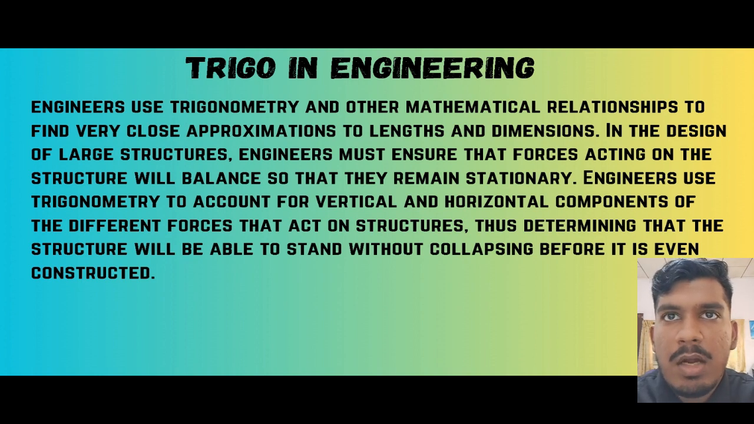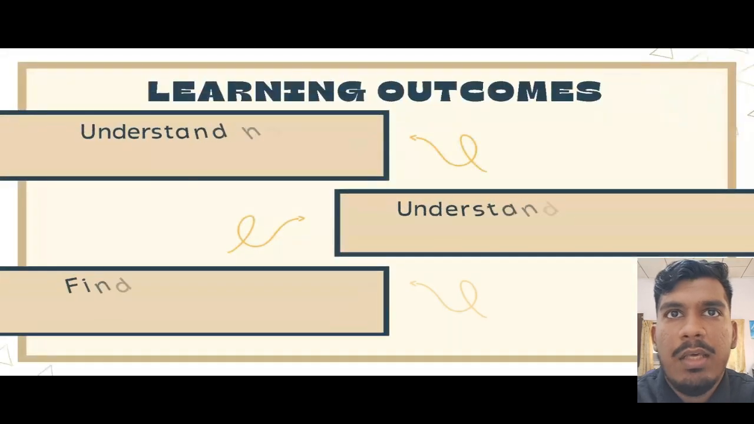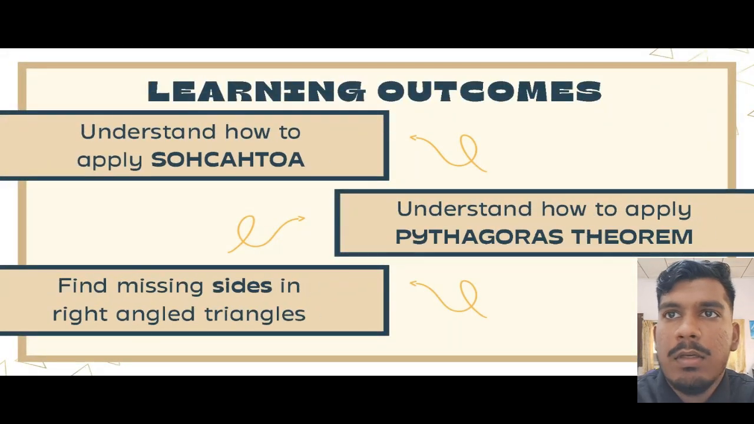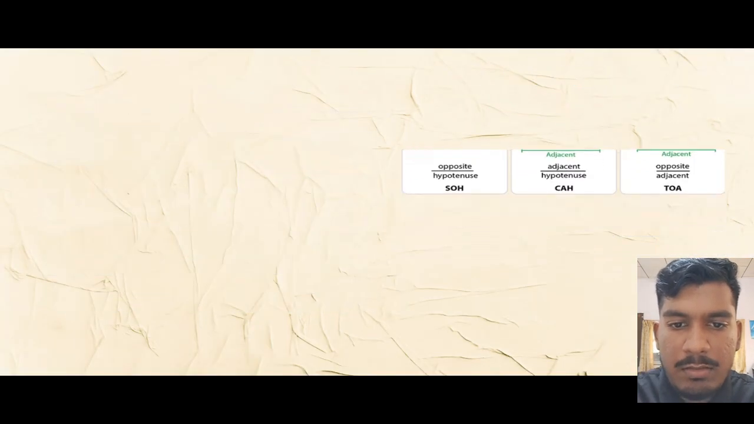So, learning the outcomes of trigonometry, you must first understand how to apply SOH CAH TOA. The next is to understand how to apply the Pythagoras theorem and also find missing sides in right angle triangles. This will be further explained by my teammate, who will detail this topic in more depth. Thank you very much. I pass this on to my teammate.